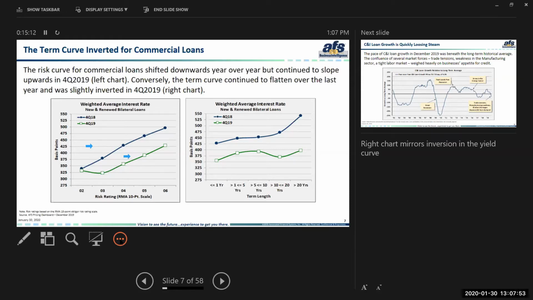Last quarter, we reported the term curve was flattening. That trend intensified in 4Q, with rates on loans with a 10-year duration falling beneath the rates on loans with shorter term lengths. Visually, the overall contour of the curve is much flatter in 4Q19, which mirrors the recent flattening of the Treasury yield curve. As we saw last quarter, the longer duration loans are not offering the same premium they once did.